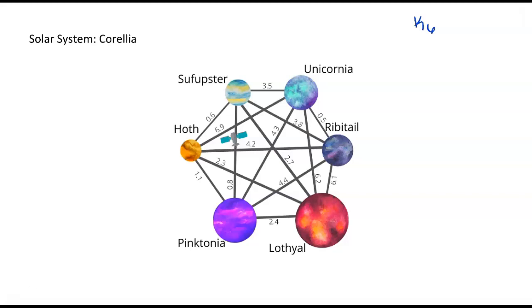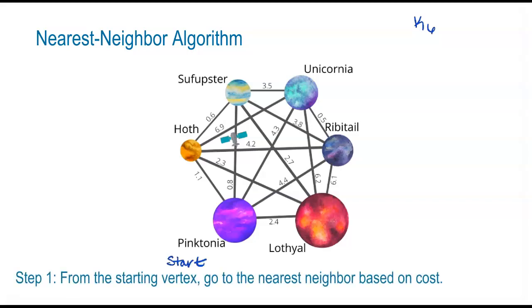Our mission must begin and end at Pincktonia, and an optimal tour that has minimal cost will be a tour that uses the least amount of time. For this example, we're going to use what's called the nearest neighbor algorithm. Knowing that we need to start at Pincktonia, we'll look at the options for traveling from Pincktonia to the other 5 planets, and we'll choose the one of lowest cost, or the least amount of time.